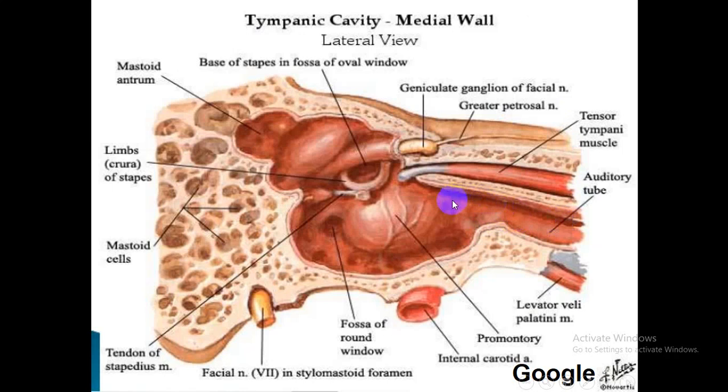The upper part of the tube is bony and it is about 1.5 centimeter, while the lower part is cartilaginous and it is about 2.5 centimeter long. This tube is lined with the mucous membrane.